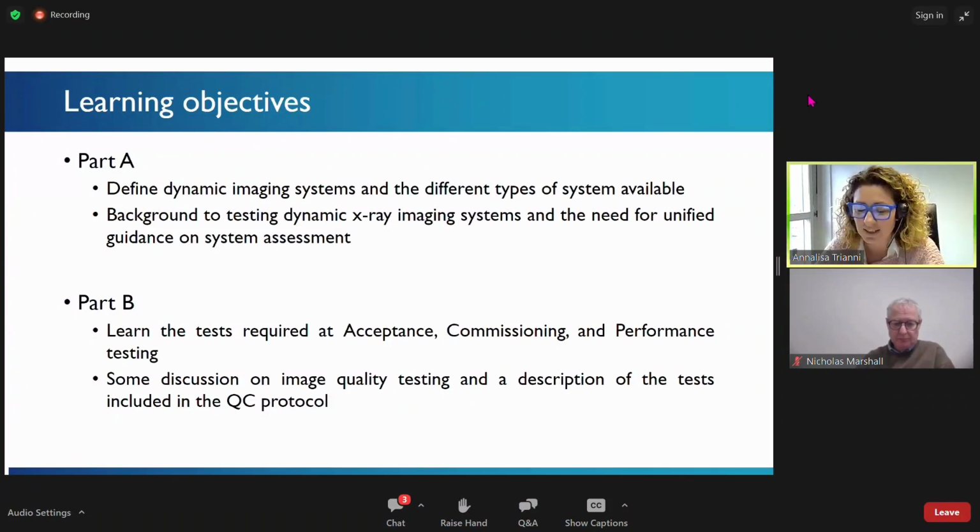The details of the protocol describing the tests we have included.